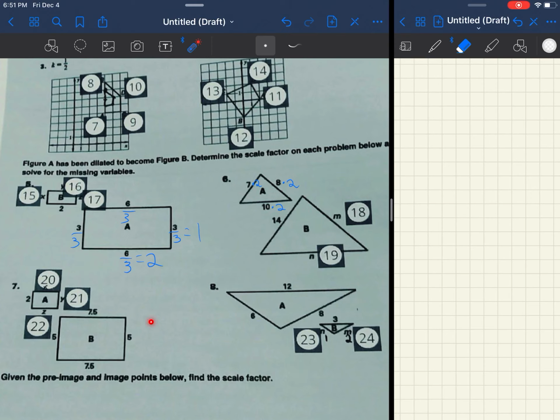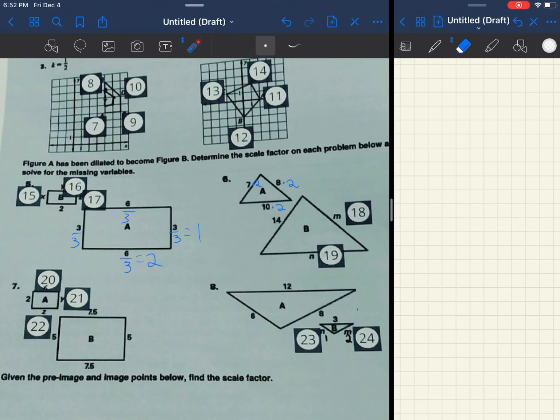Moving over to number 7. Again, A goes to B. So we're going to start with A. And we're going to look at this 2. And it corresponds with this side right here, which is 5. 2 times what gives me 5? And it's going to be 2.5. 2 times 2.5 gives me 5. So I'm going to multiply each of these sides by 2.5 to get to this side.